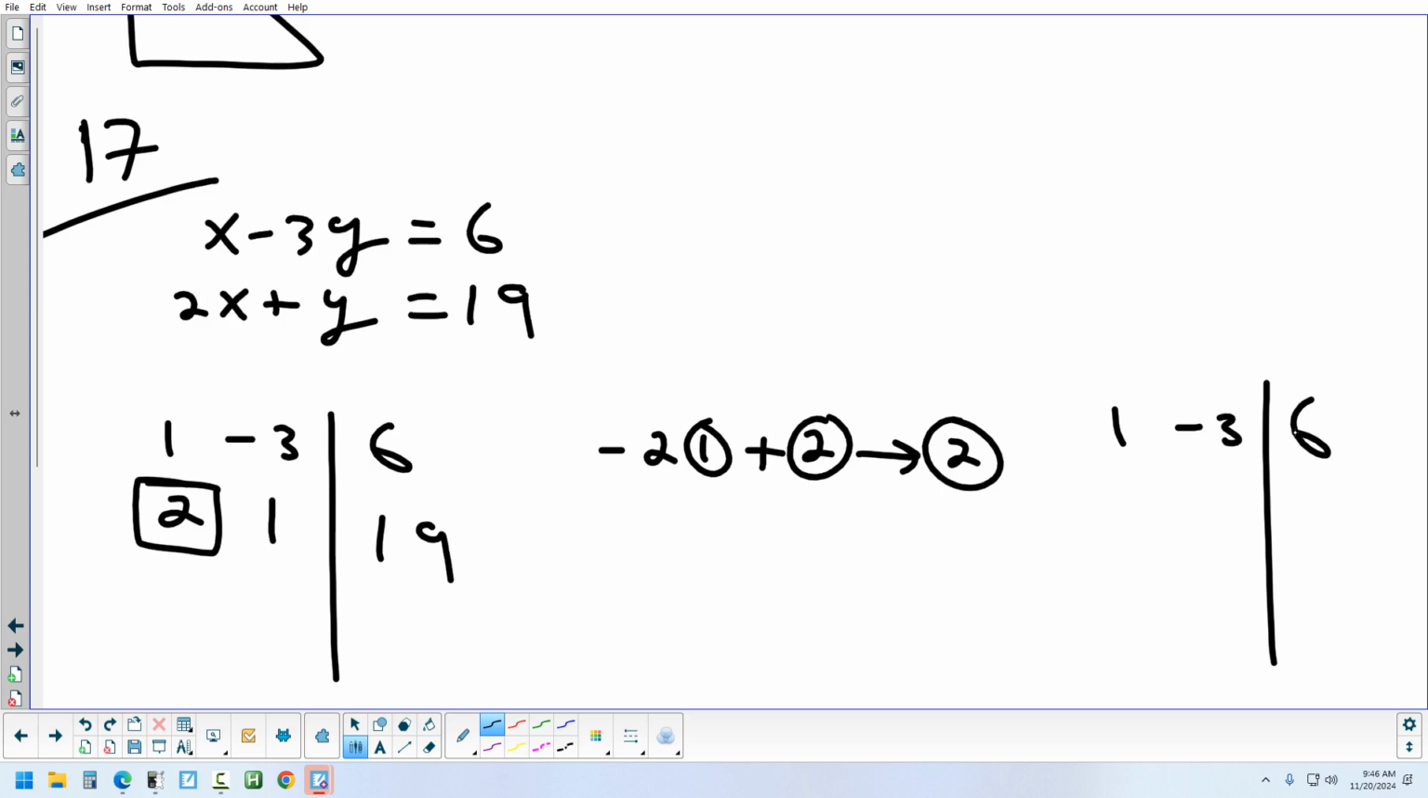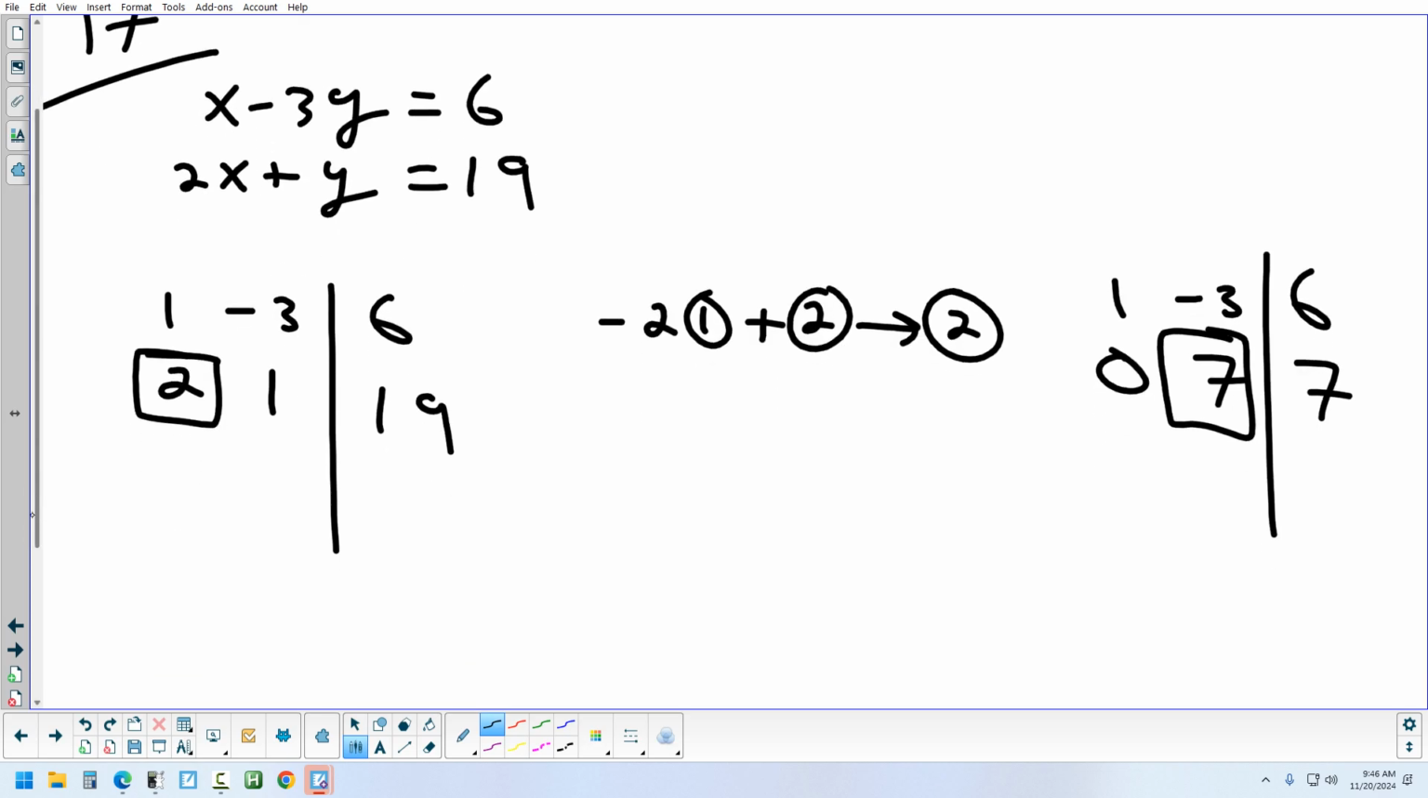Okay, now let's do what we said. Multiply by negative 2 and then add to what's under it. What's 1 times negative 2? Negative 2, plus 2 is 0. What's negative 3 times negative 2? 6, plus what's underneath it: 7. And 6 times negative 2 is negative 12, added to what's underneath it: 7. And we're done with the matrix. Now, the only thing I have to worry about is getting a 1 in that spot, but I'm going to translate it back to an equation to do that.